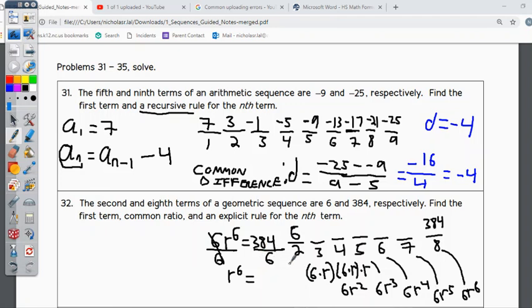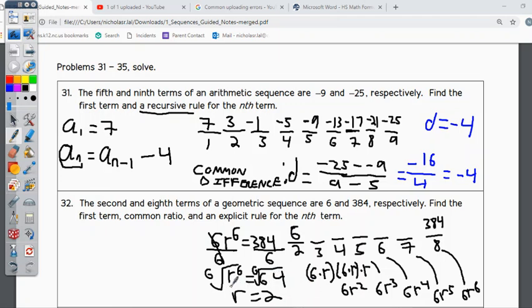Now what is 384 divided by 6? 64. You could take the 6th root of each side. What is the 6th root of 64? 2. Right? So r is equal to 2. So that means for each term in the sequence, you are multiplying by 2.